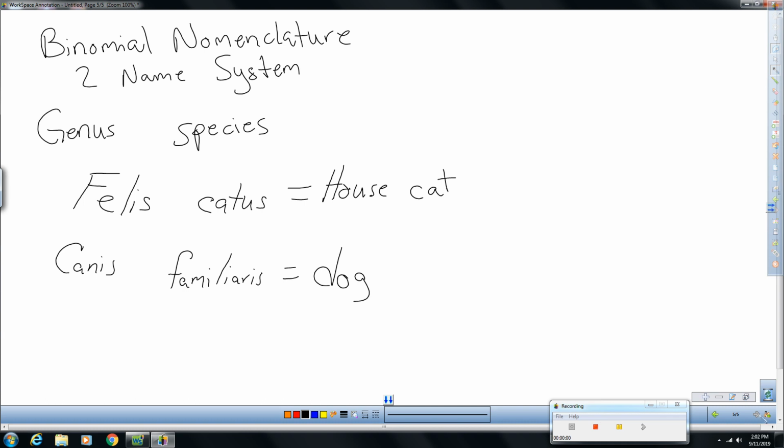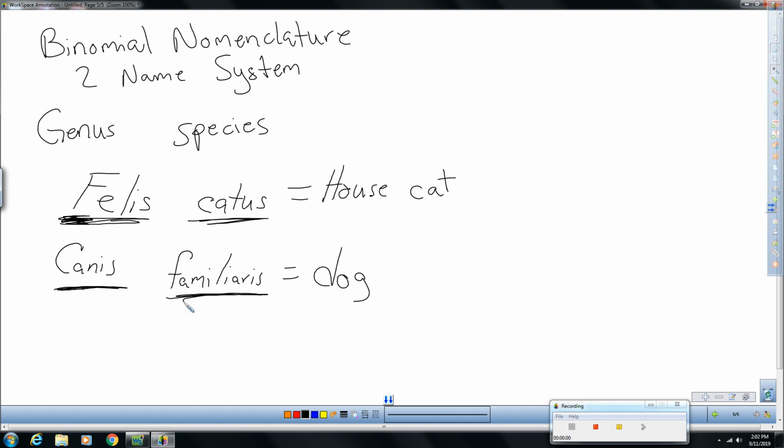Felis is the genus name for the house cat. Notice that it is italicized. Sorry about the handwriting. And the first name, the genus name, is always capitalized, so it's a capital F for Felis. And then catus is the species name for the house cat. It is never capitalized, but it is italicized as well. If we're talking about a regular dog that we have at home, Canis is the genus name, and familiaris is the species name.